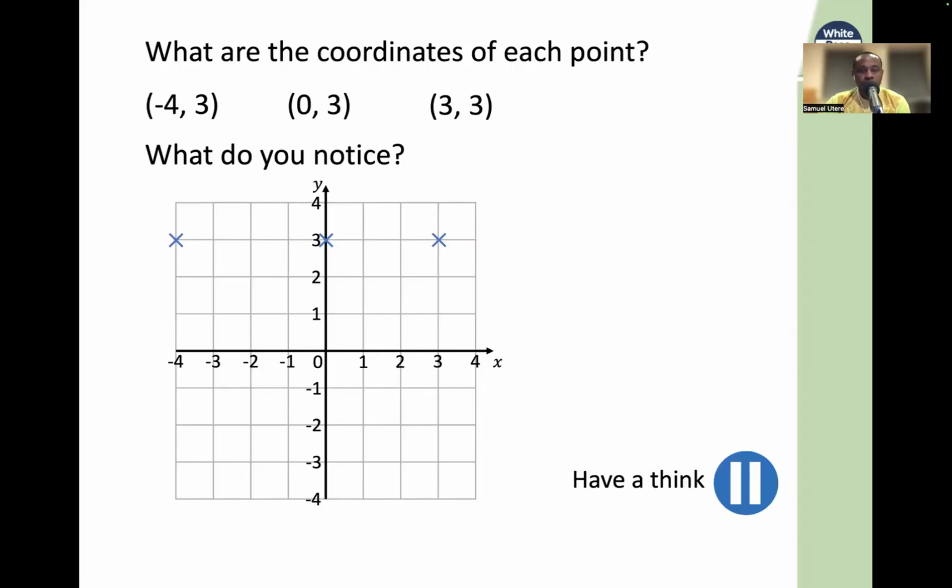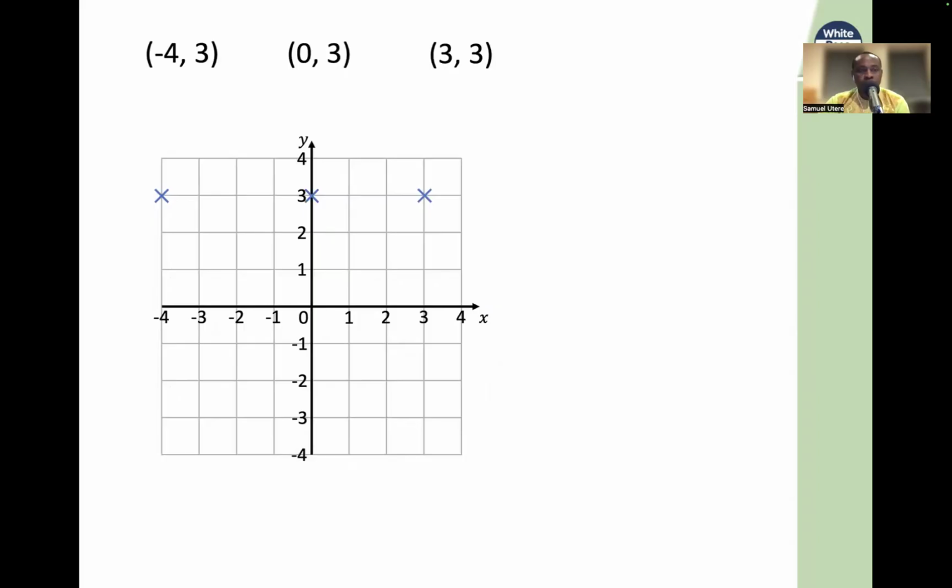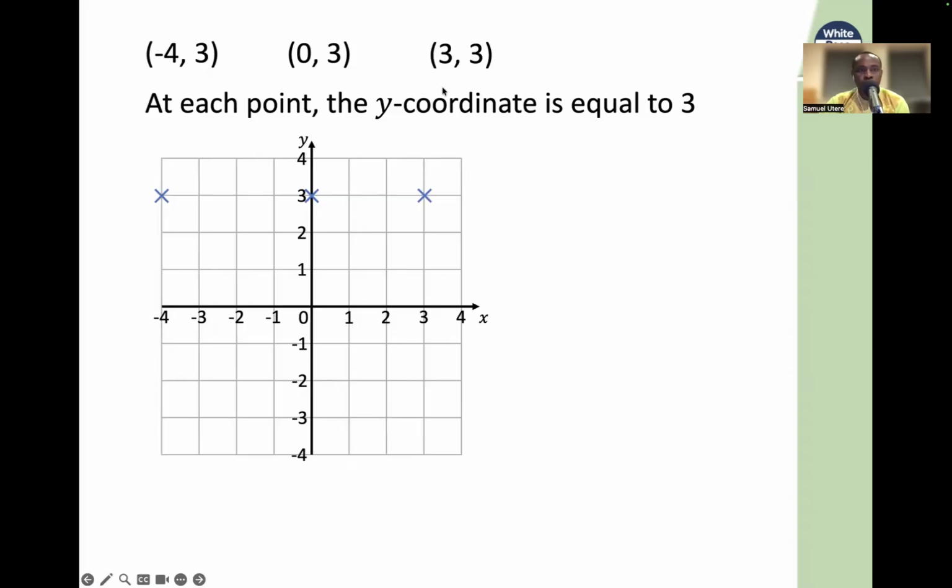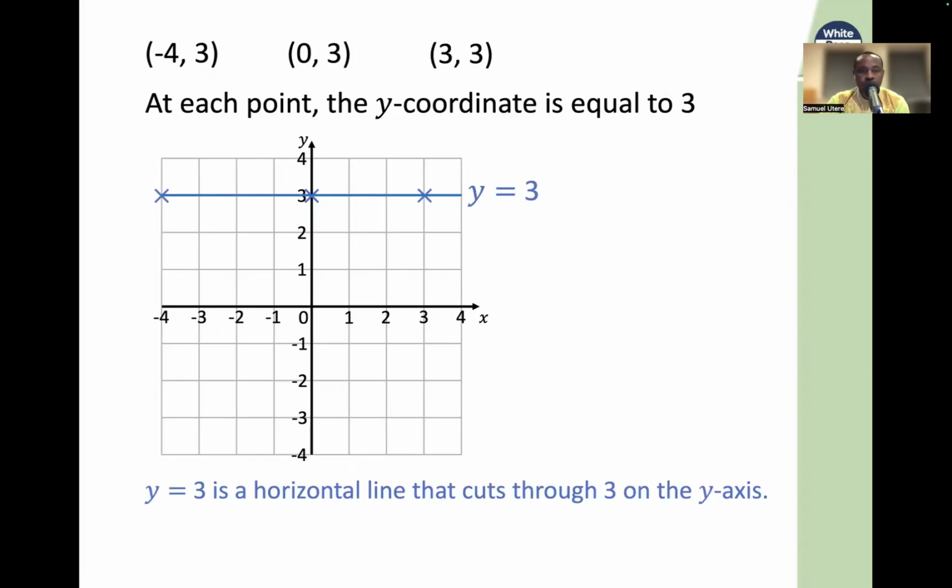Well, the numbers always have 3 as the y-coordinate. In the pair of coordinates, you can see the y is always 3. So at each point, the y-coordinate is equal to 3. Y is always 3. And that's the line you get. Interesting, isn't it? What do we have to say about that?